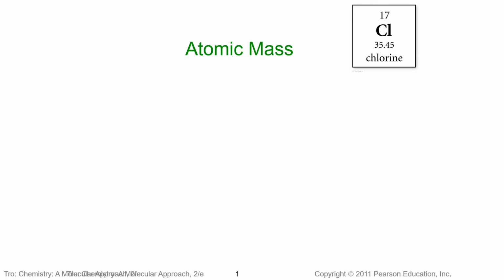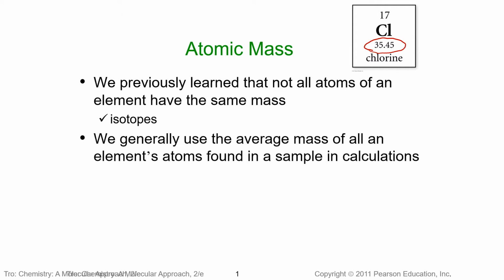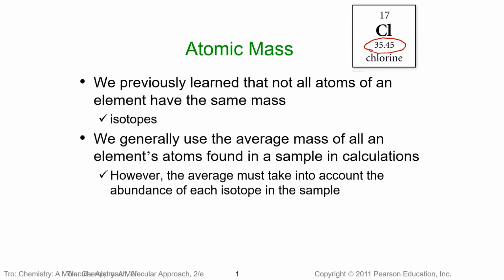The atomic mass for an atom is found on the bottom of the box that the atom is located in. Our atomic mass comes from the fact that not all of the atoms of the element have the same mass. We have different isotopes, and this is why it's not a whole number. We use the average mass of all of the isotopes in order to do our calculation.